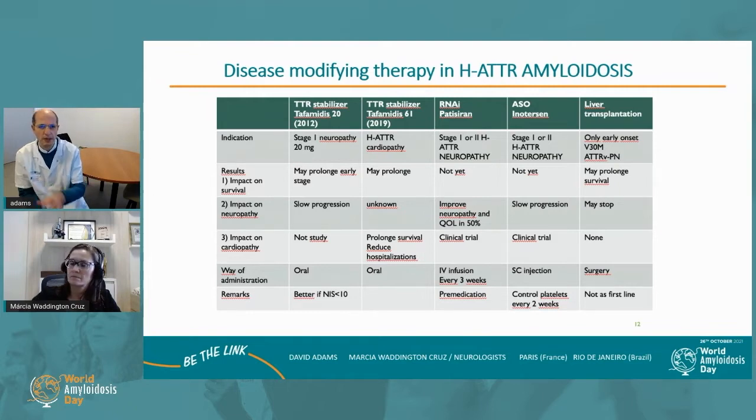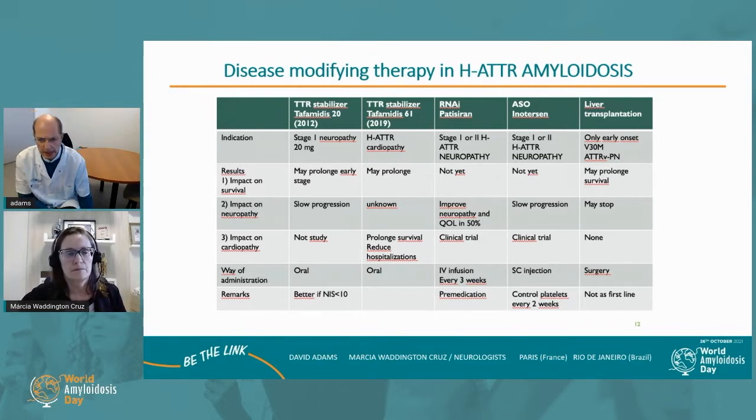And the different indications we can have: some for stage 1 neuropathy, for example, for Tafamidis. For stage 1 or 2 neuropathy, we have patisiran and inotersen. And there is the very exceptional case of liver transplantation. This is a very uncommon indication. Now we have 4 different drugs. And for cardiac amyloidosis, we have only, for hereditary, high dose of Tafamidis.